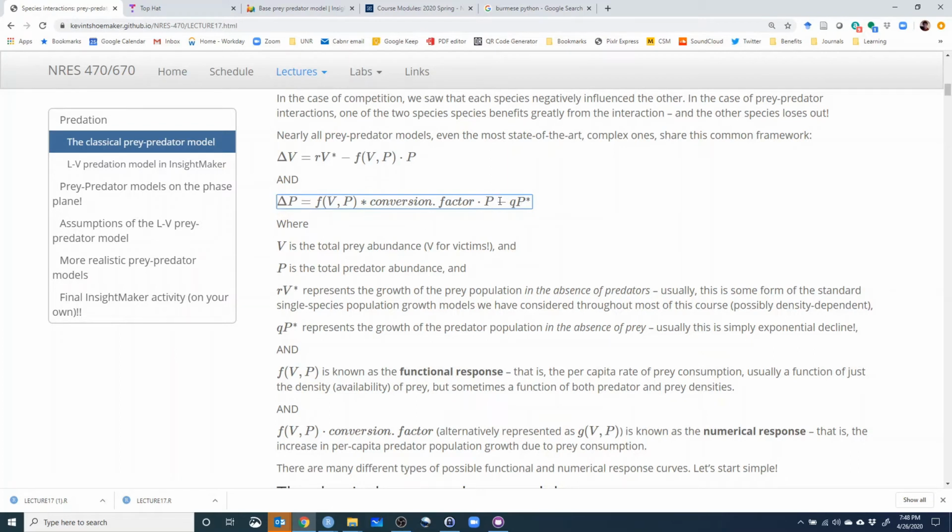And this negative QP term represents the growth of the predator population in the absence of prey. Now, why is it negative? Well, what do we expect the population growth rate of the predators to be in the absence of prey? Negative, right? So we just make that explicit here, that in the absence of prey, the predator population growth is negative and growing maybe exponentially at a rate of negative Q. And I put the asterisk here just to represent the fact that we might make the model more complex for the predator population growth in the absence of prey if we so choose.